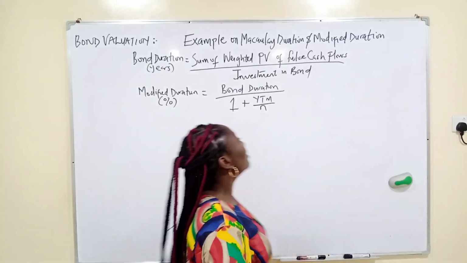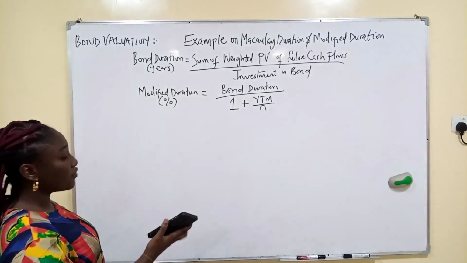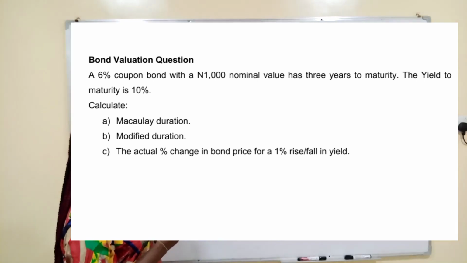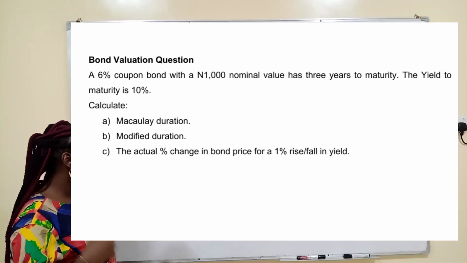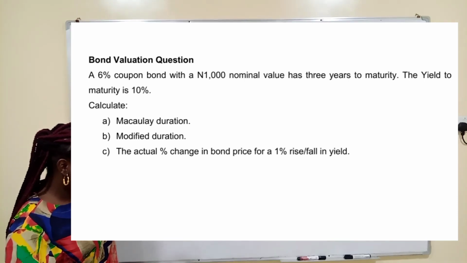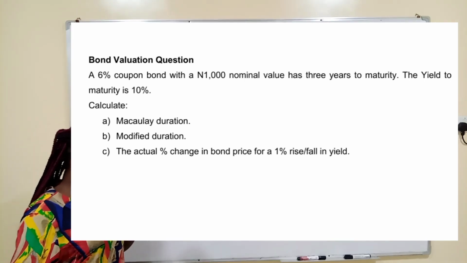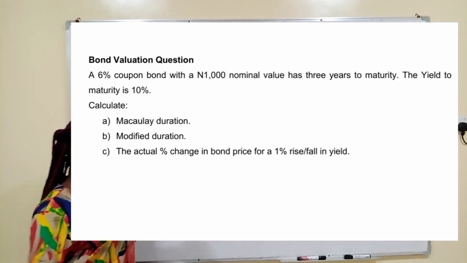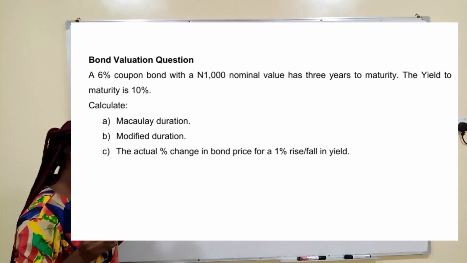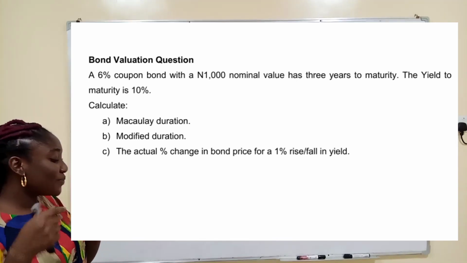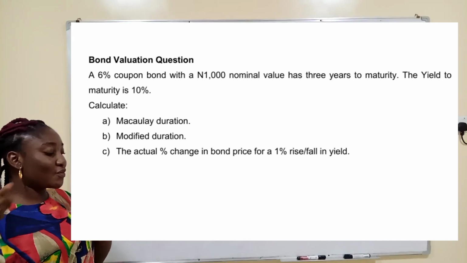Okay, let me read the question. When we are solving a question, you understand better. Let me read this question on my phone. A 6% coupon bond with 1,000 naira nominal value has 3 years to maturity. The yield to maturity is 10%. Calculate A, Macaulay duration, B, modified duration, and C, the actual percentage change in bond price for a 1% rise or fall in yield.